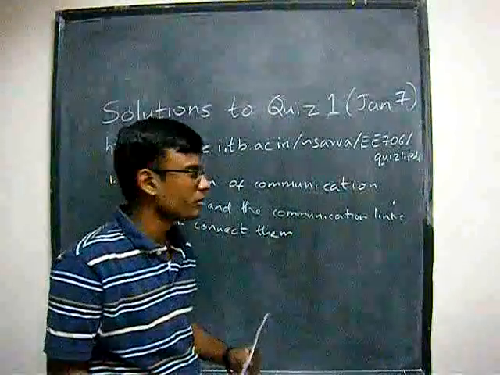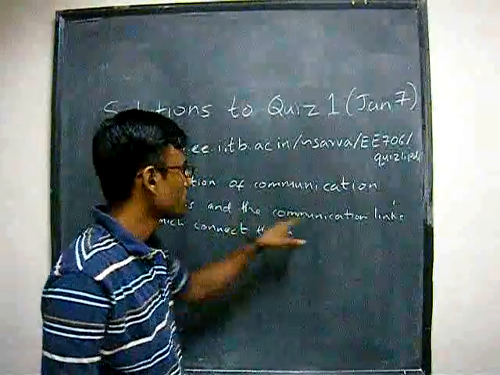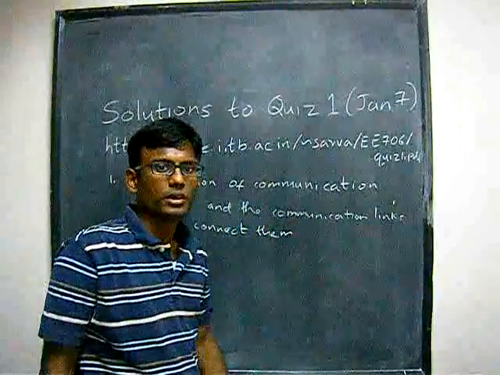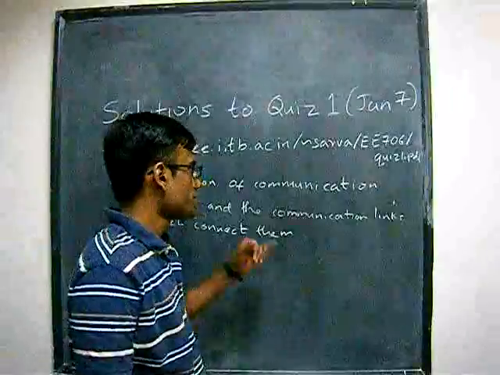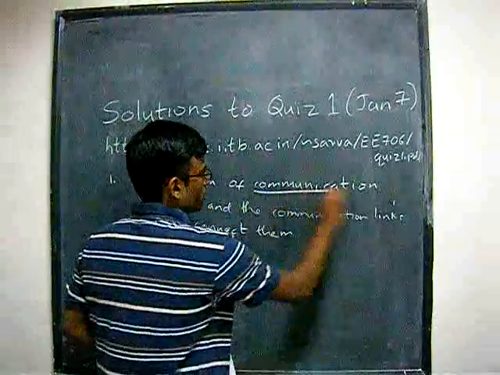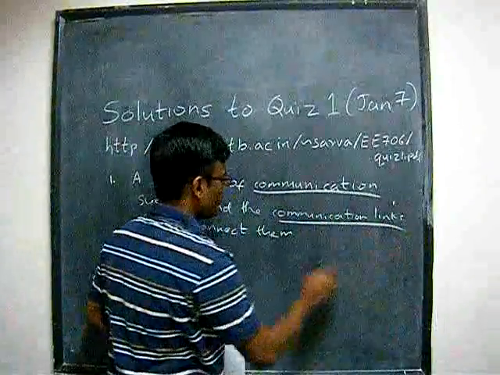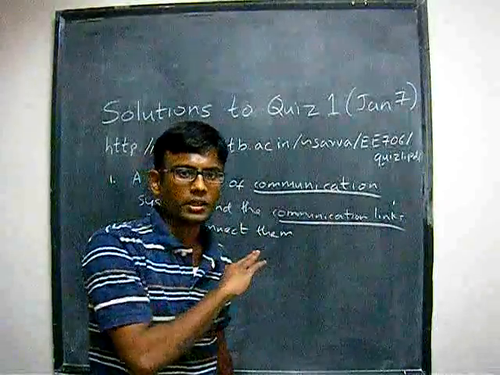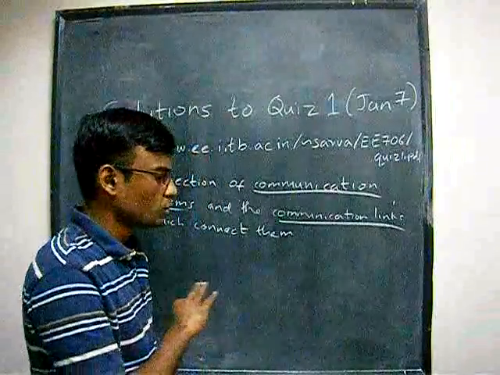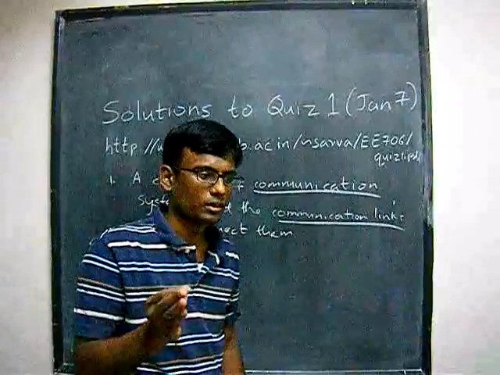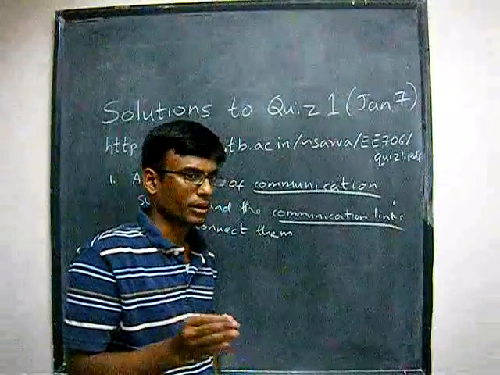In the notes, of course, we defined what a communication system was and what a communication link was. If you want to be very precise, you would have to first define these two terms, a communication system and a communication link, before you define a communication network. But this is good enough, and most of you got it right. But there were a few answers which were very far off.